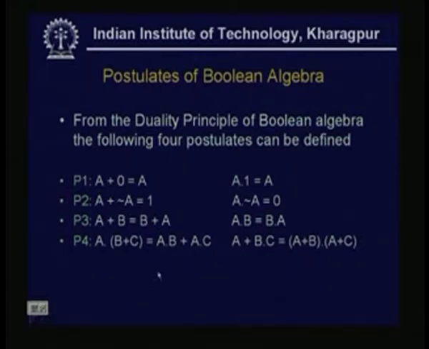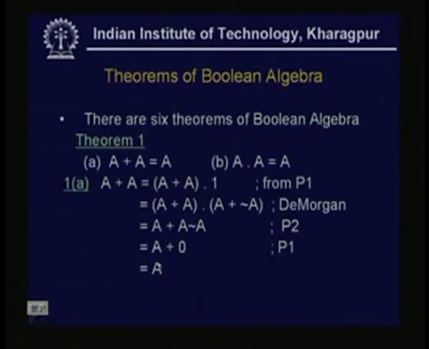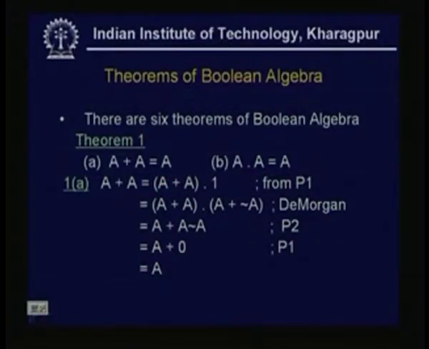So, now today we define some of the theorems of Boolean algebra, and mainly they are based on these axioms or the postulates what we have defined. Now, the first theorem we see that this is A plus A is A. Similarly, the counterpart is A dot A is A.